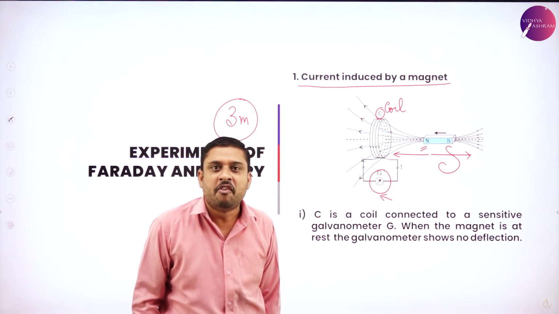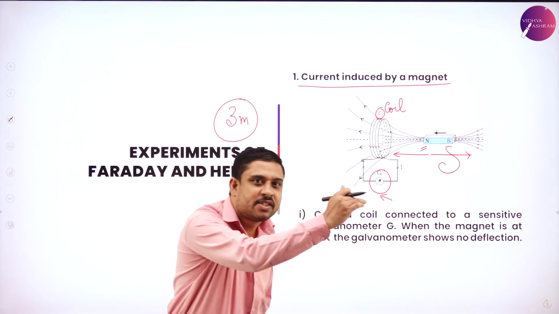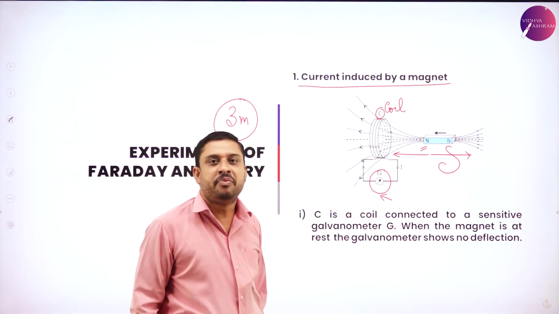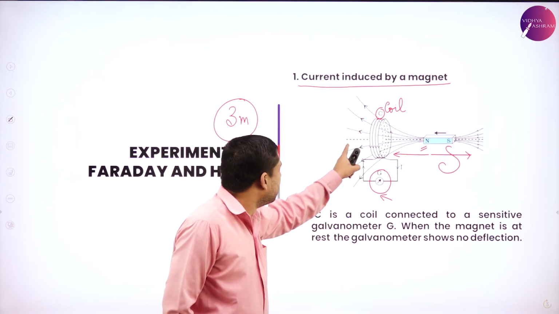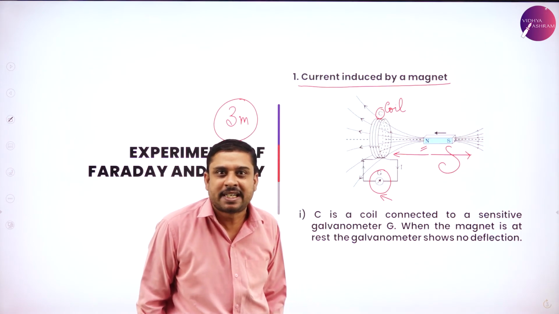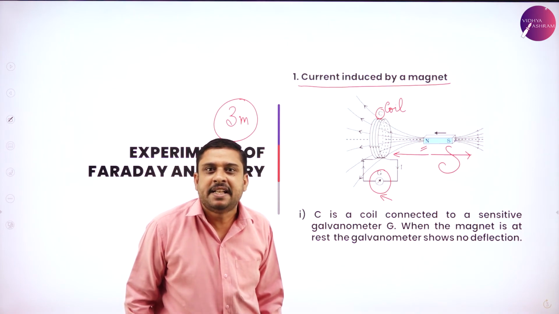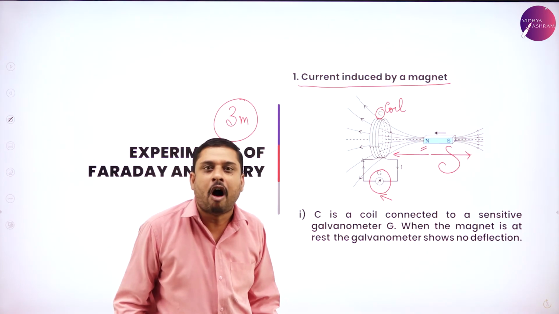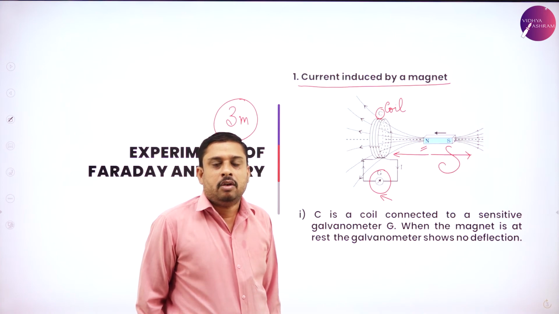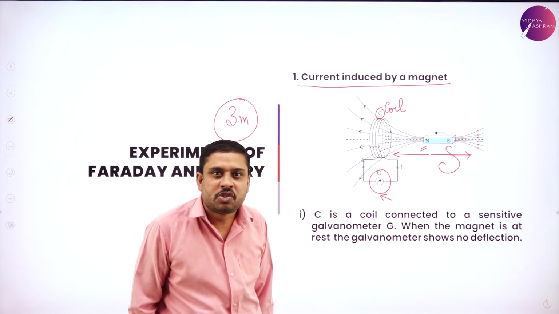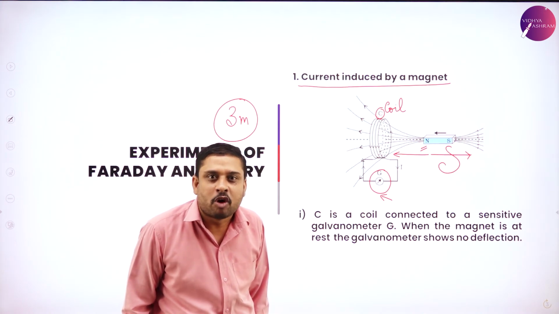But when the magnet was relatively at rest with respect to the coil, when I did not move the magnet towards the coil or away from the coil, the magnetic flux was not disturbed. There was no change in magnetic field around the coil. No EMF was induced. No current was induced.